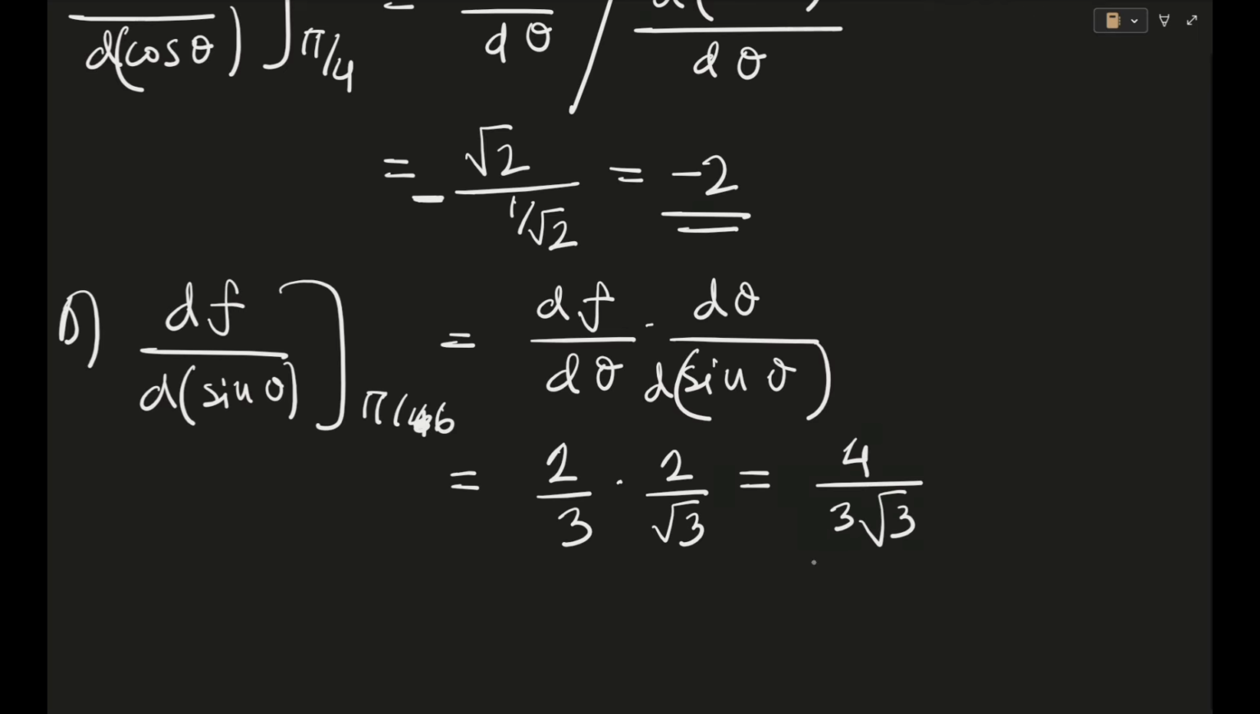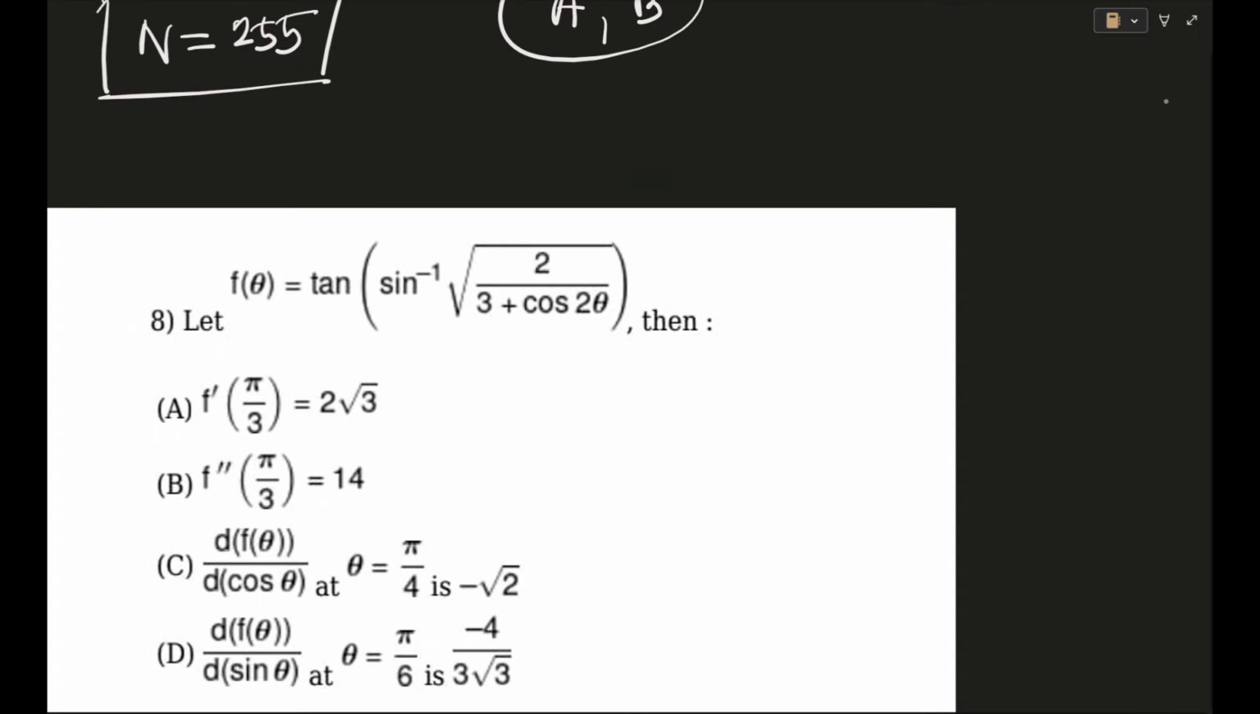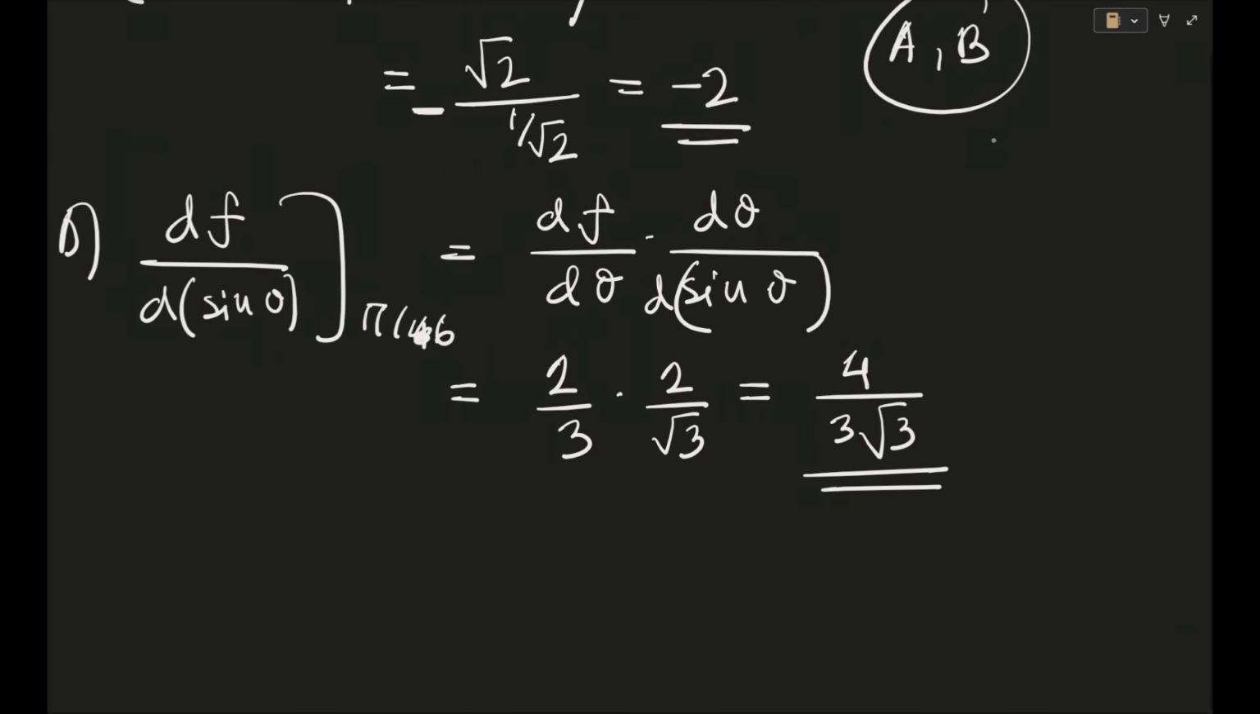So guys, as per the options, A and B are coming out to be true, and if I check once, options C and D are coming out to be wrong. Wait. Option C had this as minus root 2, and option D had this as 4 by 3 root 3. So options C and D are wrong and A and B become correct. So guys, the correct options for this question will be A and B.